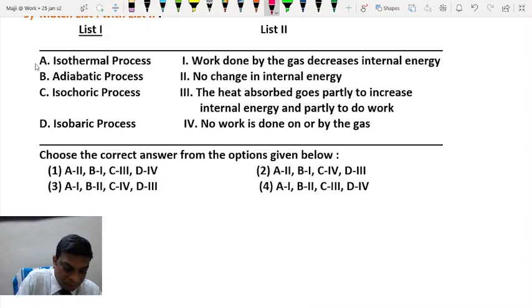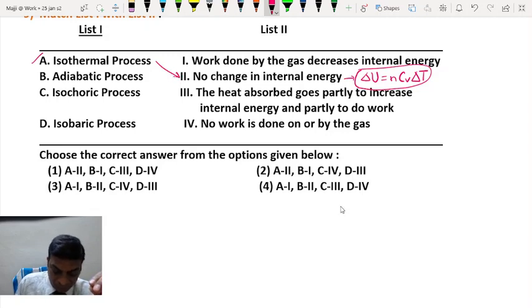Now an isothermal process is something which proceeds at constant temperature. So there is no change in temperature, so there is no change in internal energy, because after all, change in internal energy is a function of change in temperature. So always remember, change in internal energy is a function of change in temperature. So A should be mapped to 2. So that means option 1 or 2 could be anything, right? Let us verify which of them is exactly correct.